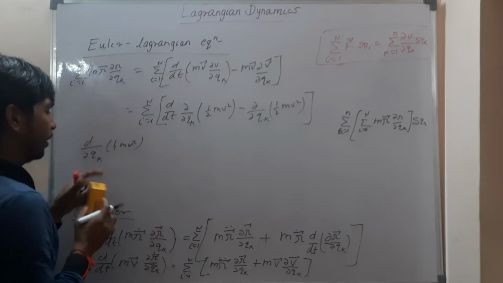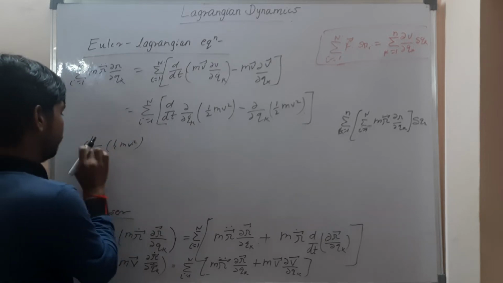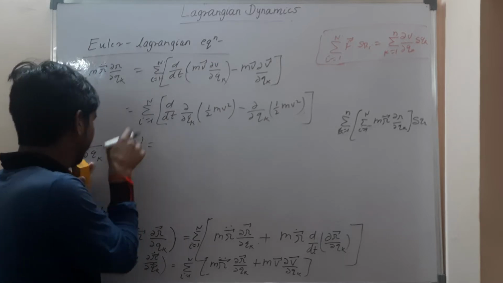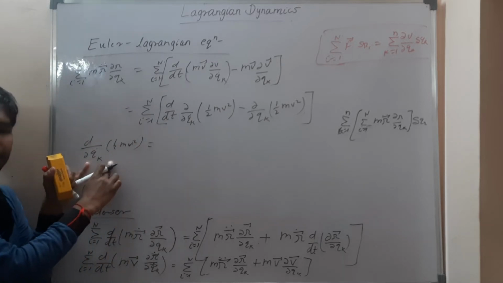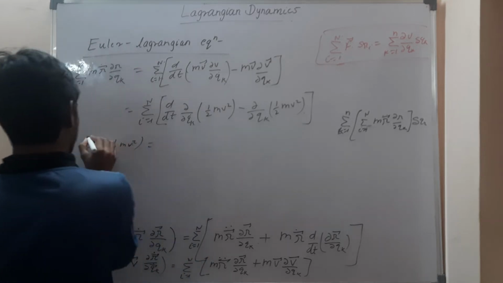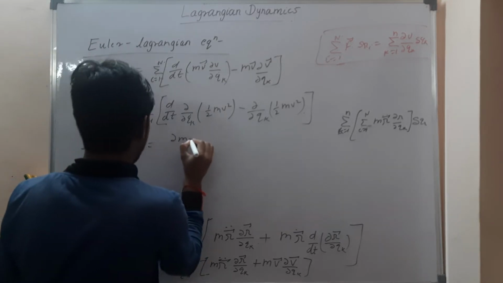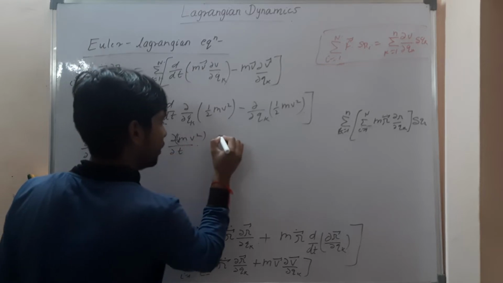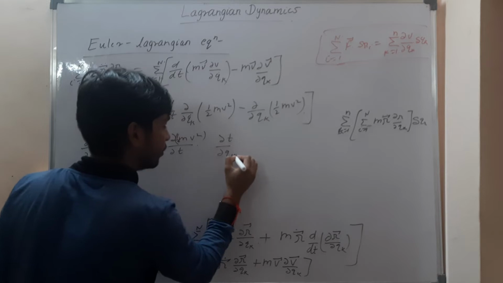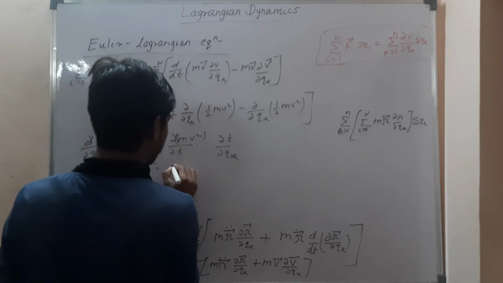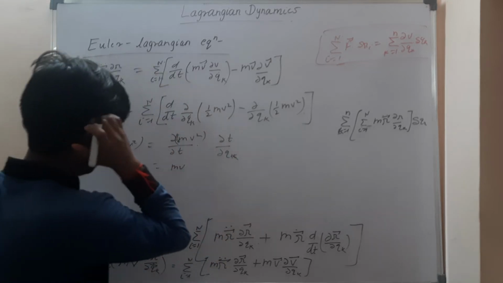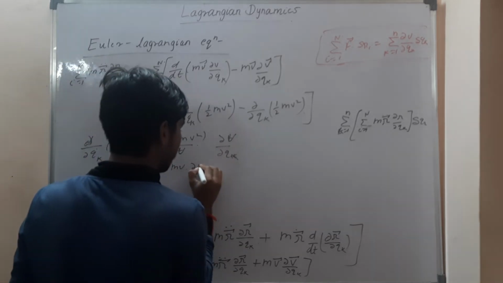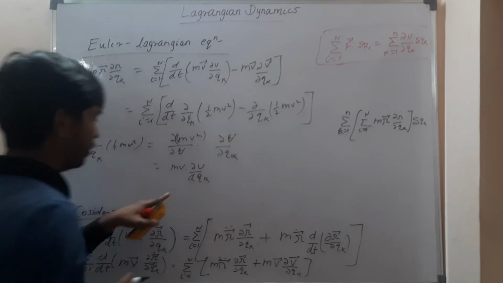So here what will I do? This is differentiable by velocity, which means if I differentiate with this, I can differentiate with velocity, and velocity I can differentiate with qk. So like this I can do. First I will differentiate half mv square with respect to v, and then dou v by dou qk. So here it will be mv, and dou v by dou qk. You get the same expression.